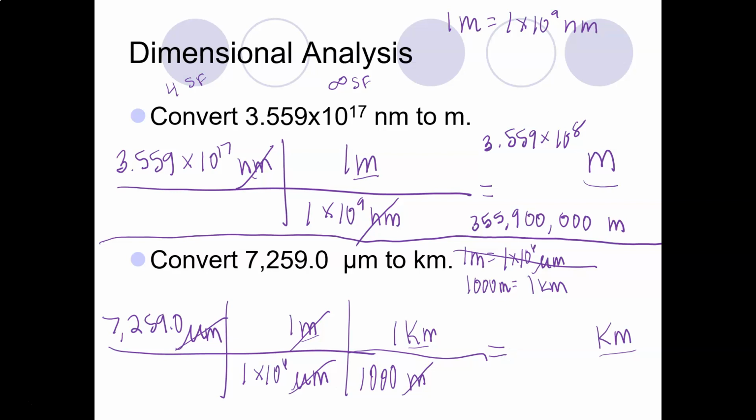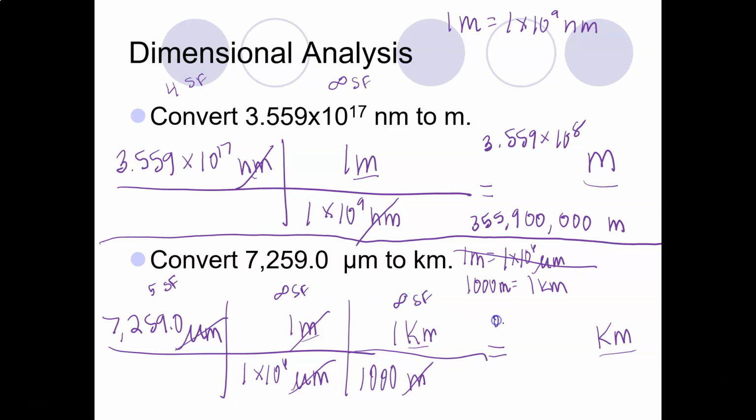7,259.0 divided by 1 times 10 to the 6th and divided by 1,000. So my answer is one of these two things. Pause first. Hold on, before I write the answer, let's look at sig figs. How many sig figs does 7,259.0 have? Hopefully you went with 5. That 0 is significant because we have a visible decimal place. This is infinity. This is infinity. So my answer is going to have 5 significant figures.